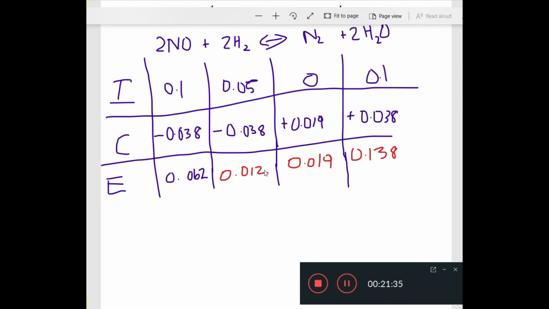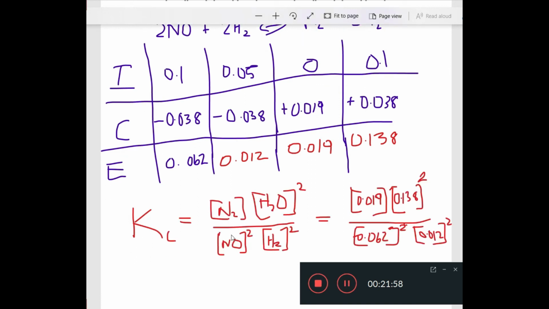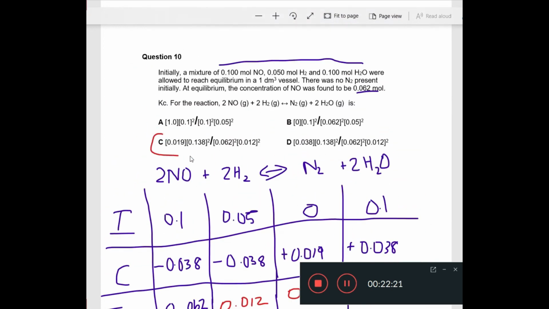Now remember, these would be in mole, but the volume of the vessel is 1 decimeter cubed, so if I divide all of them by 1 decimeter cubed, I would get the same values, but they would now be in mole per dm cubed. So I am just going to go ahead and write the expression for Kc for this reaction. Alright, so the expression for Kc is the concentration of N2 times H2O squared over NO squared times H2 squared, and we just fit the values in here for N2, for H2O, and for NO and H2, and the answer works out to be C.